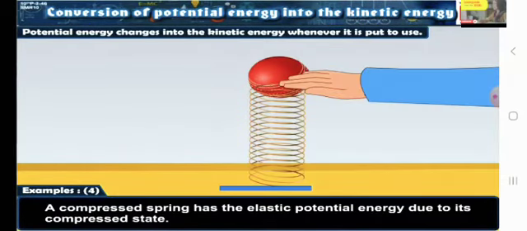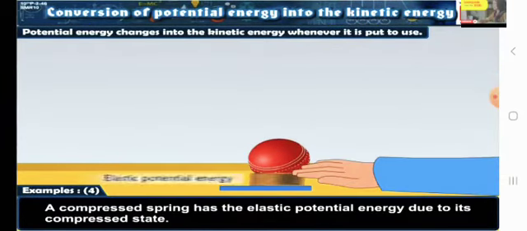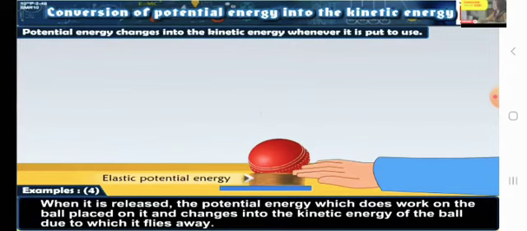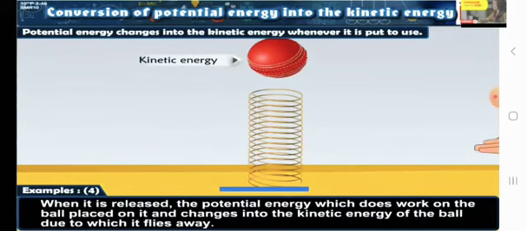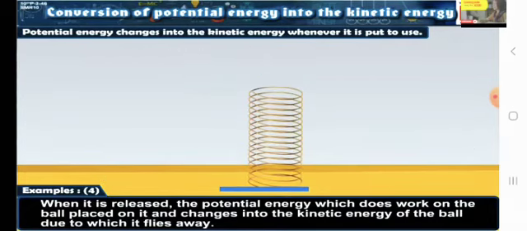4. A compressed spring has elastic potential energy due to its compressed state. When it is released, the potential energy does work on the ball placed on it and changes into the kinetic energy of the ball, due to which it flies away.